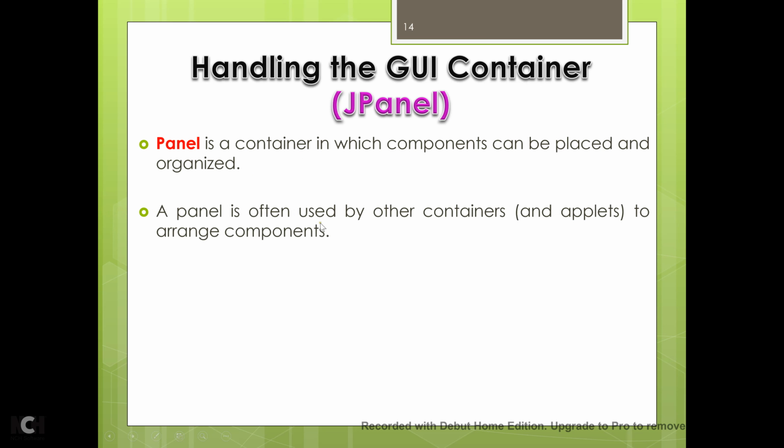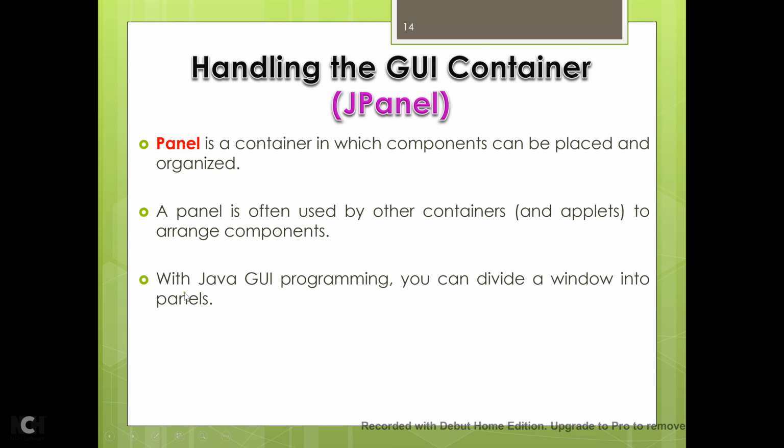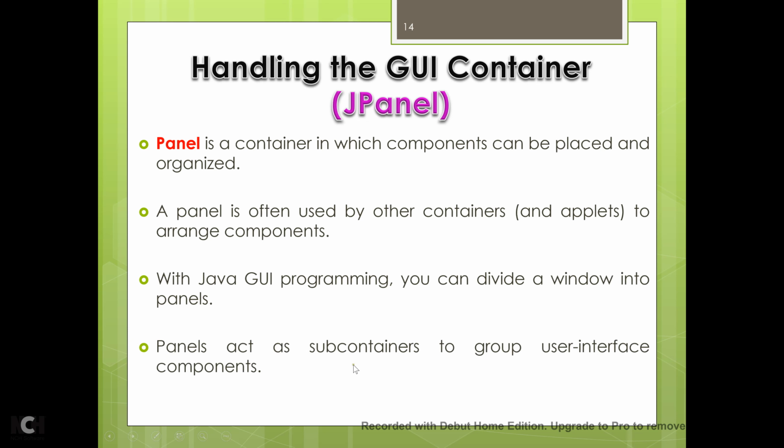A panel is often used by other containers to arrange components. With Java GUI programming, you can divide a window into panels. Panel acts as a subcontainer to group user interface components. So the panel constructor takes no arguments. Okay.